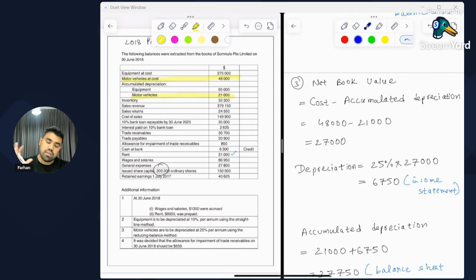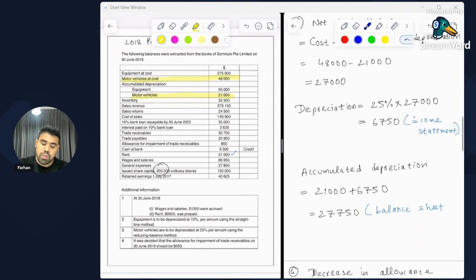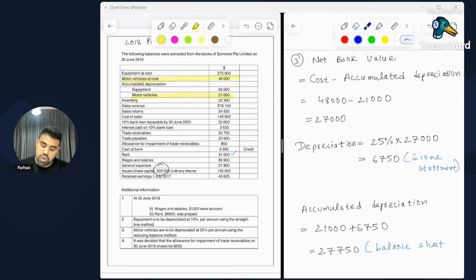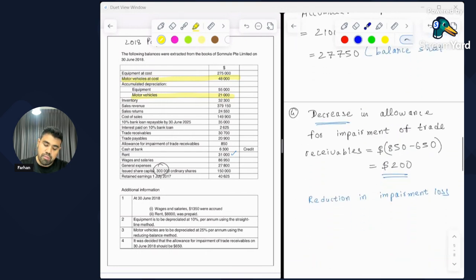Now, what about the total that we report in the balance sheet? In the balance sheet, we report the total for accumulated depreciation. And the total for accumulated depreciation is the depreciation that we have calculated for the current financial year ending 30 June 2018 of $6,750 plus the $21,000, which we had as the previous accumulated total, which we have taken from the trial balance. So altogether, the total accumulated depreciation is $27,750, which is what we report in the balance sheet. All right, so let's look into point number 4.